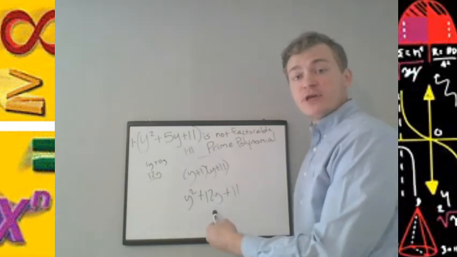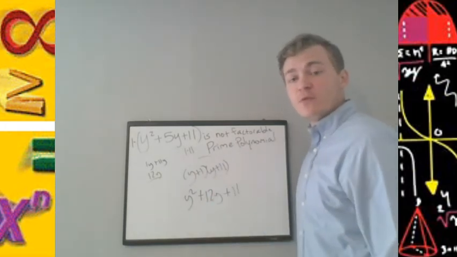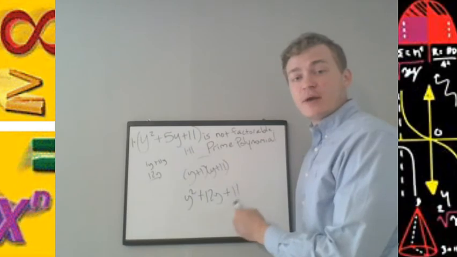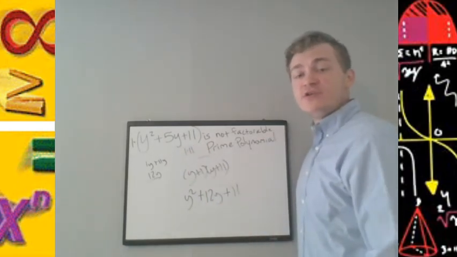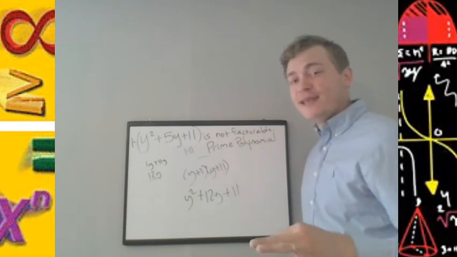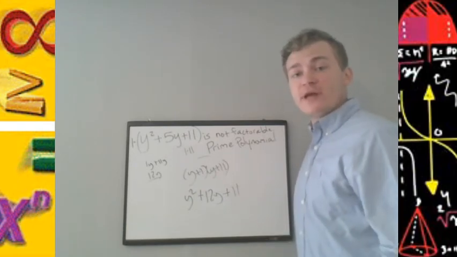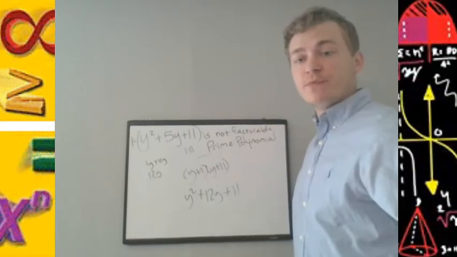So the only trinomial that will work with these two positive factors, 1 and 11, is this trinomial here. This trinomial can be factored into the product of y plus 1 and y plus 11. It is not prime. However, this trinomial cannot be factored into any binomial product, into any polynomial product. Therefore, it is a prime polynomial.